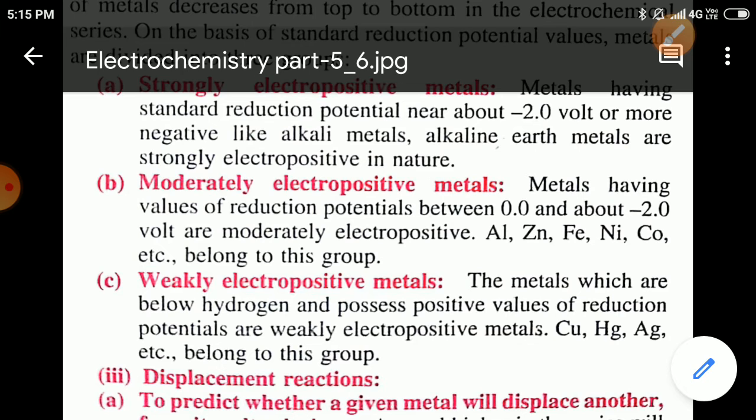Next category of metals: weakly electropositive metals. The metals which are below hydrogen and possess a positive value of reduction potential are weakly electropositive metals, like copper, mercury, silver, etc.